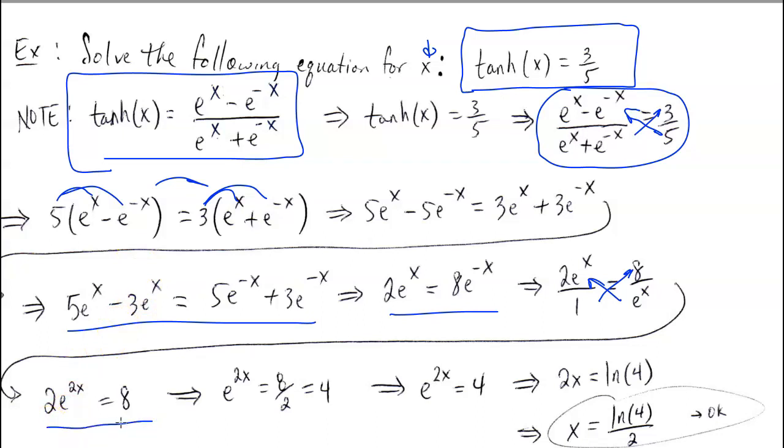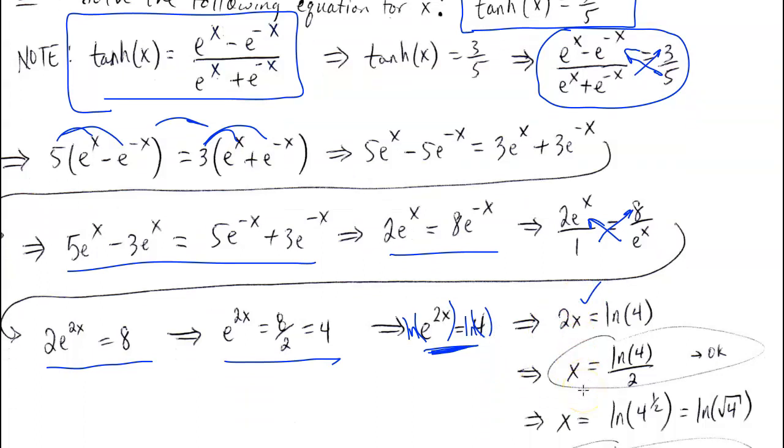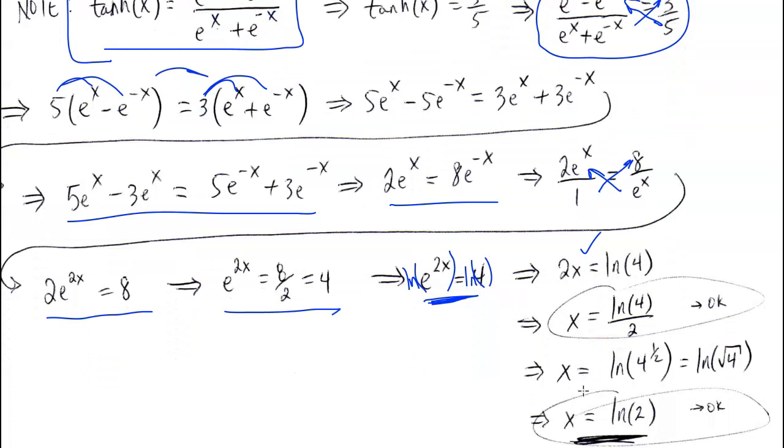Once I do that, I have 2 times e raised to 2x is equal to 8. Divide both sides by 2. Then it becomes just this simple exponential equation to solve. From there, you could take the natural log of both sides. If I did natural log of this and natural log of that, then I would end up getting what I have here, which is 2x is natural log 4. From there, it just depends upon how far you want to go to simplify it. The answer is either 1/2 of natural log of 4, or you can express it as natural log of 2. So that would be your final answer for that one.